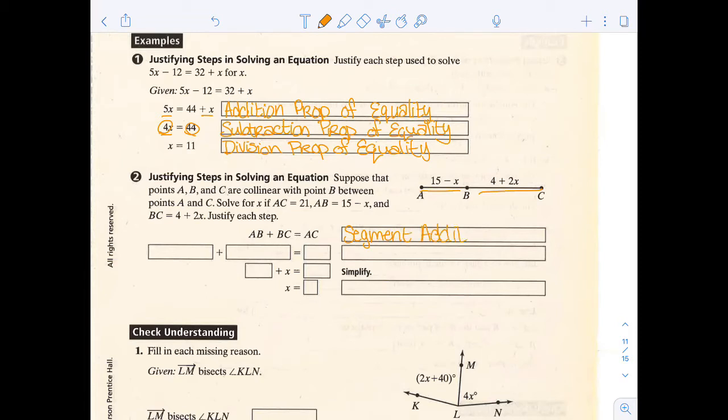Remember, you can use your sheet. It should be under resources. You might want to print it for yourself, or you can use your notes. It should be in your notes from chapter 1 as well. All right, segment addition postulate. So then we know that AB is 15 minus x, and BC is 4 plus 2x. And we know AC is 21. This is the substitution property of equality, because all we did was put in the numbers that we know.